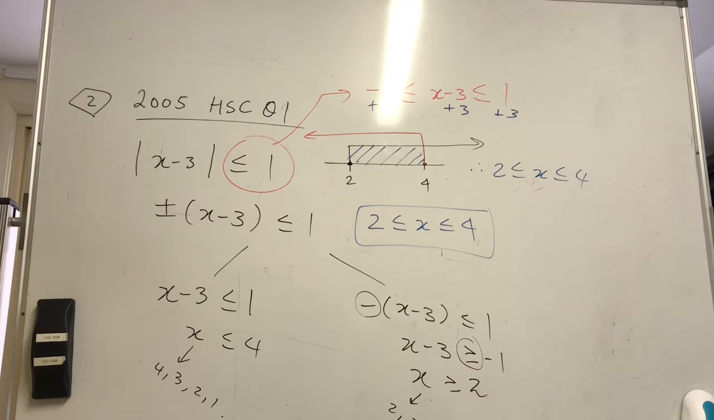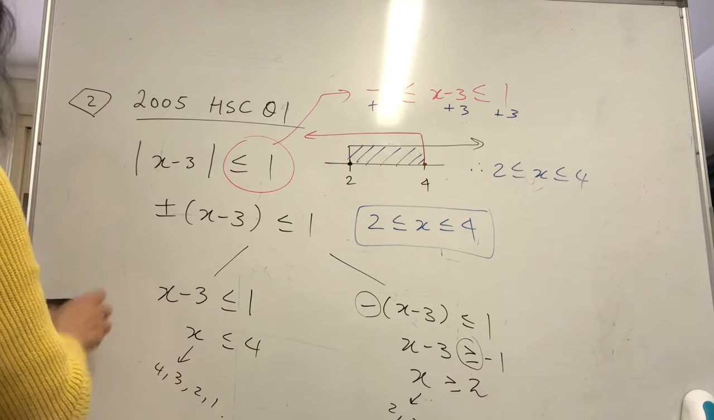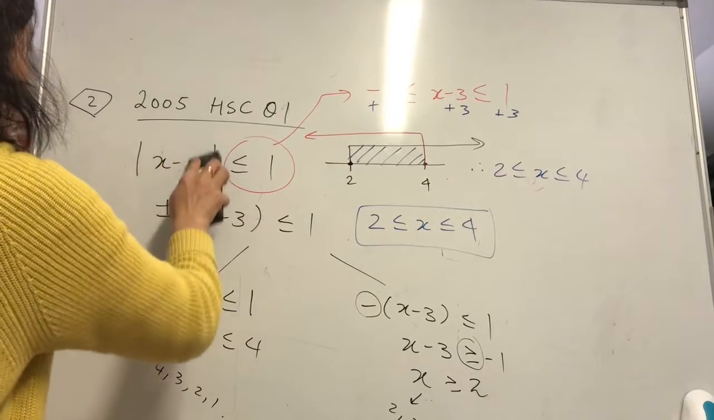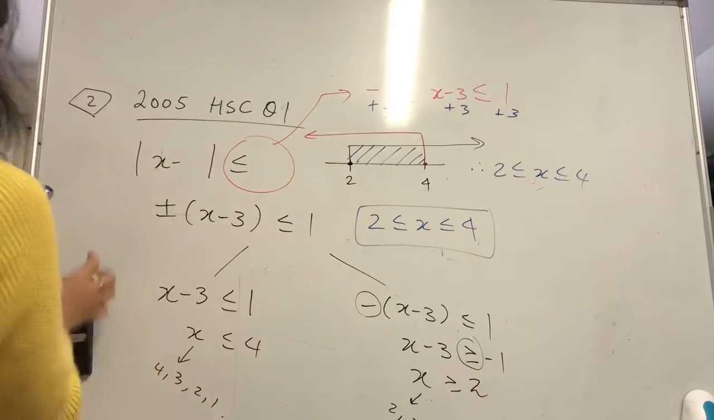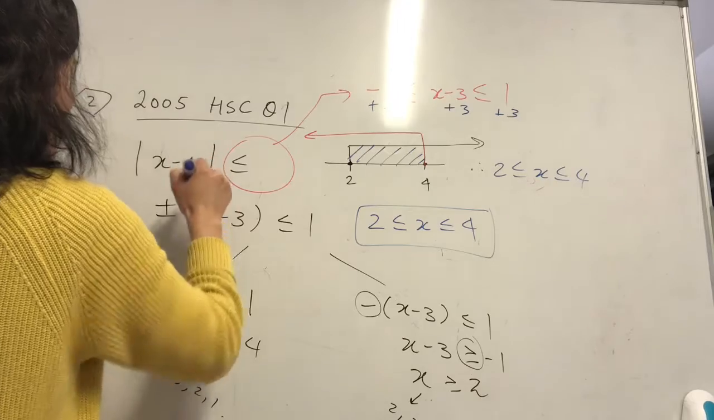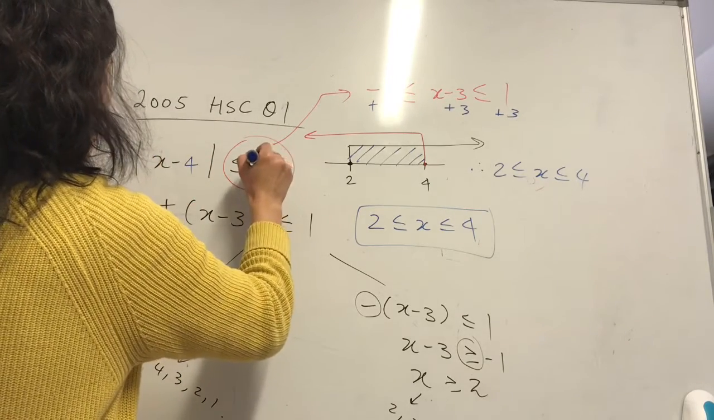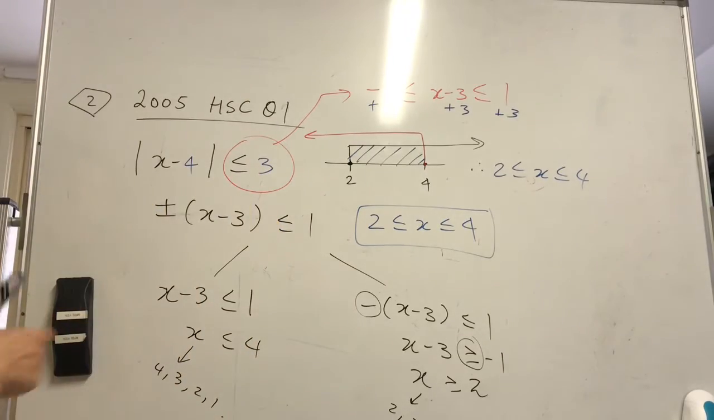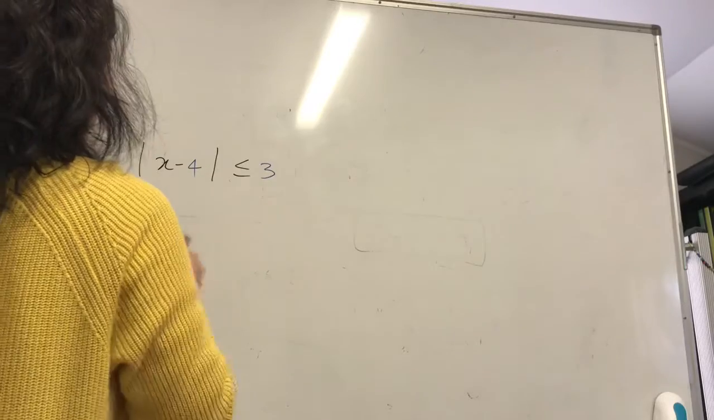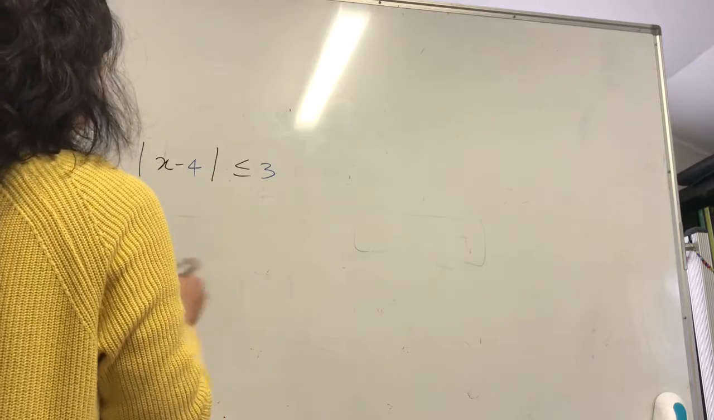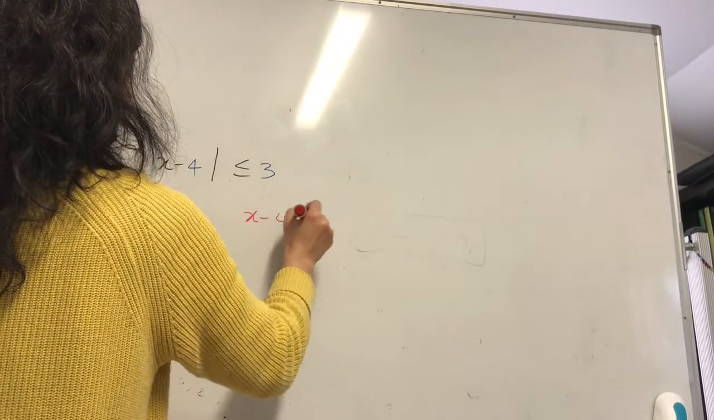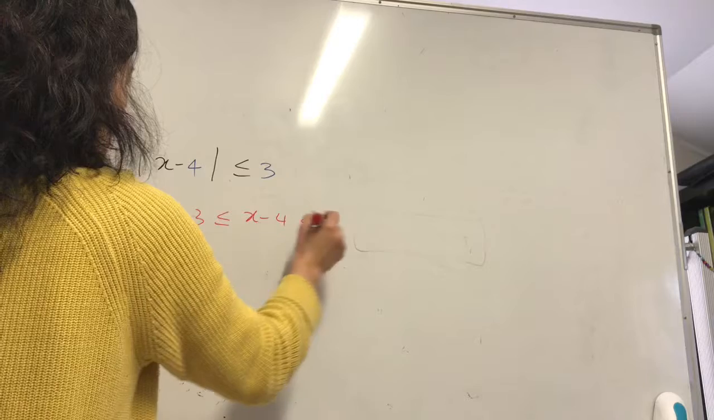Let's see if I could give you another question on this one. Okay. Let's say I'm going to change this one, 4, and I'm going to change to 3. Have a go. Think about, do the short way. So I'll go straight away this way.